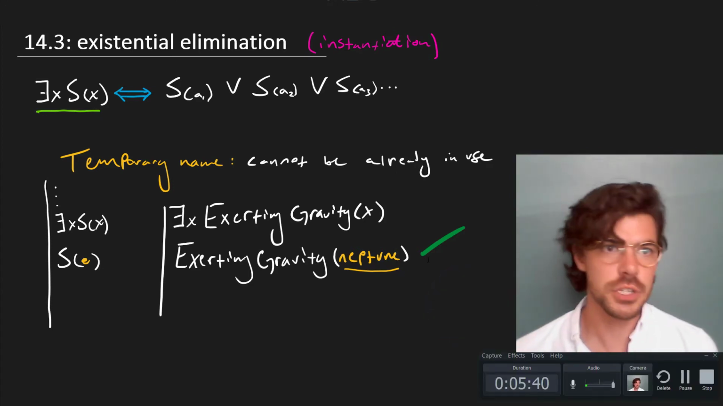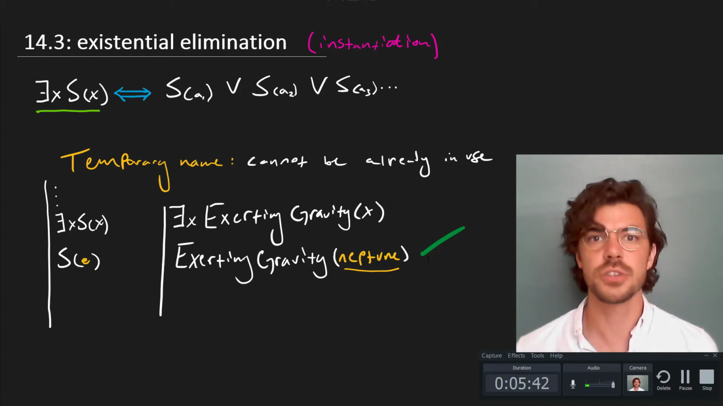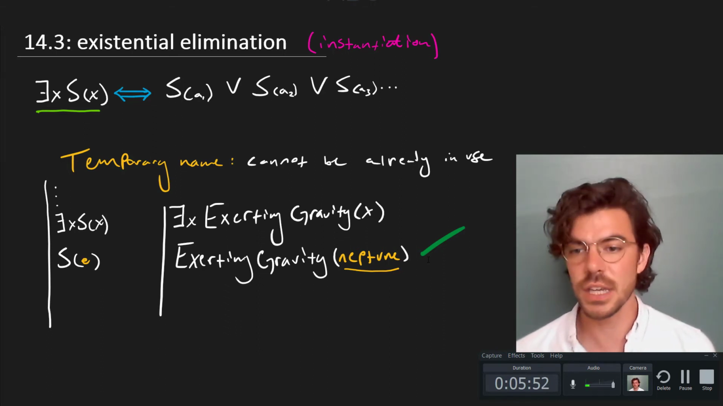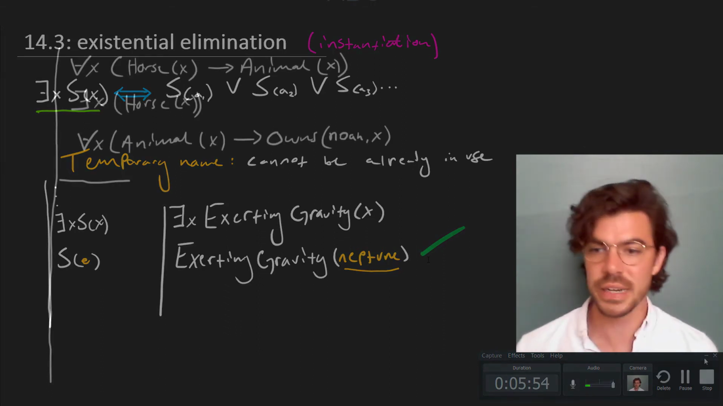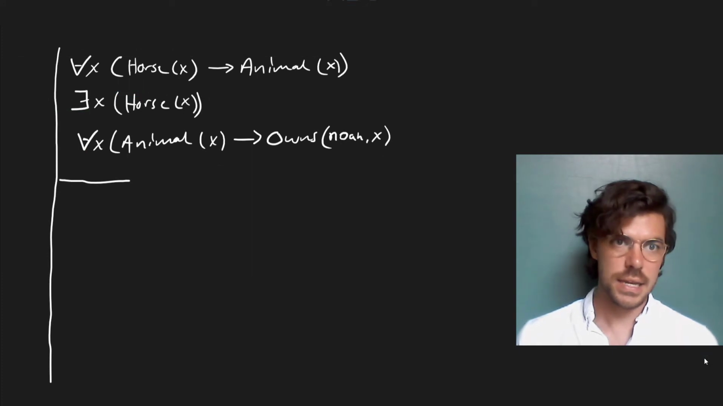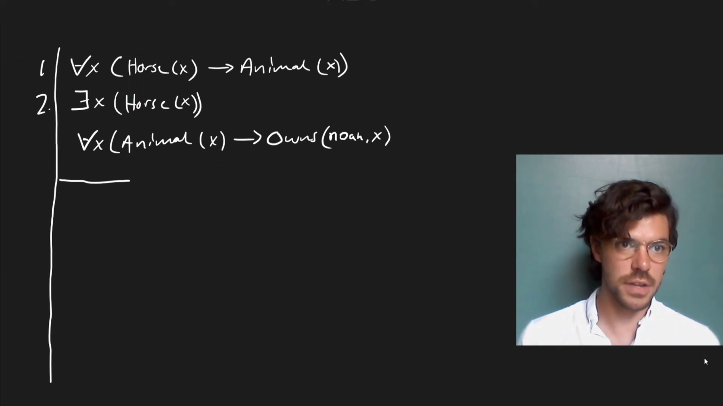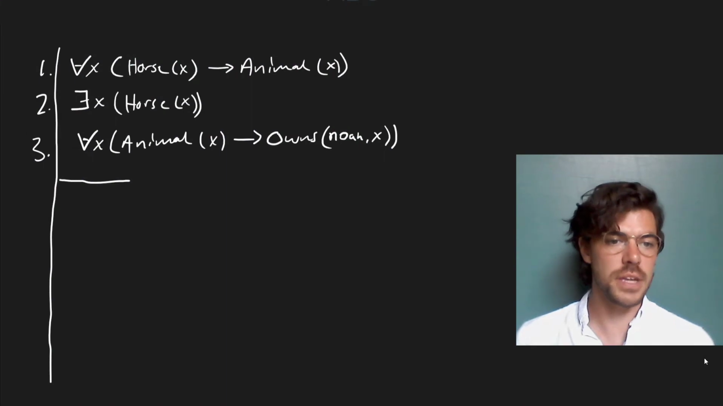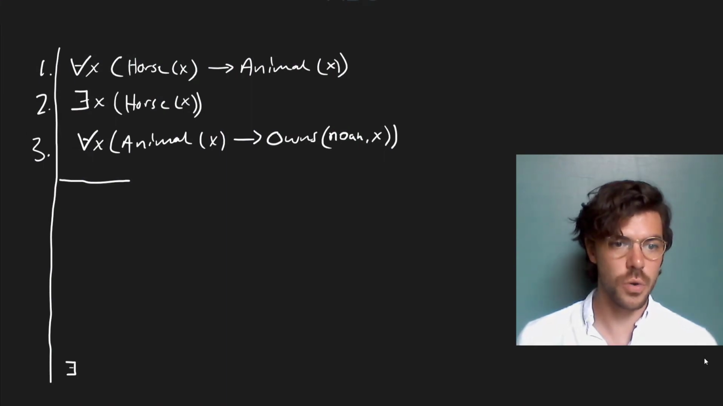Now that we have these three rules in place, existential and universal instantiation and existential generalization or introduction, let's see a brief proof that makes use of all three. Now have a look at the following. Every horse is a mammal is our first premise, and something is a horse is our second. There exists a horse. Finally, every animal belongs to Noah. Noah owns every animal. And suppose from this we want to derive Noah owns a horse.